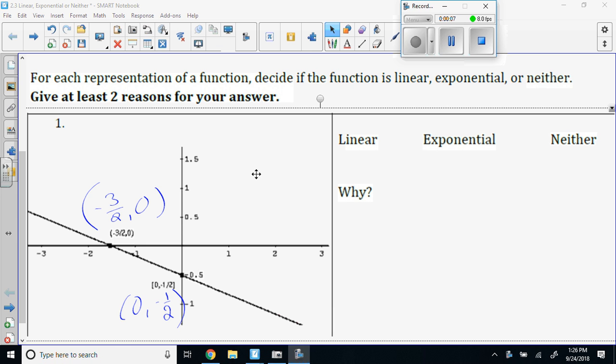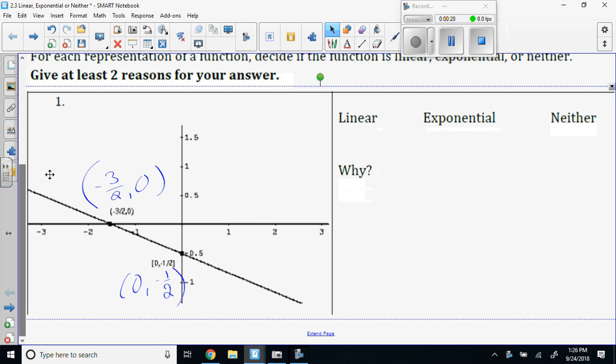It is September the 24th. And we have to determine whether things are exponential, linear, or not. Now, and then say why, right? Why? Okay.